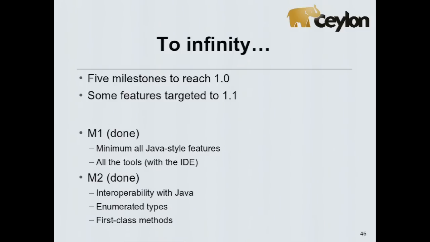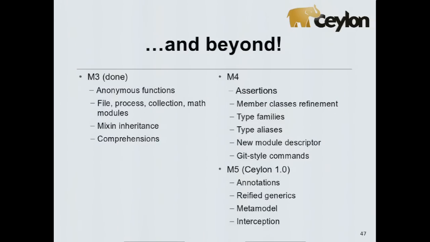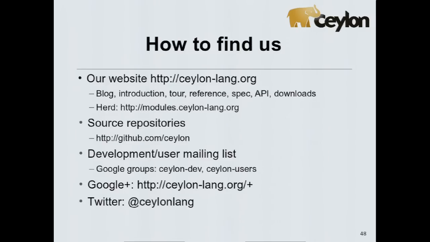So let's see where we're at. We have 5 milestones until we reach version 1. Milestones 1, 2 and 3 are done. We have a lot of code already running. The 4th milestone should arrive within 2-3 weeks, again with lots of new features. Milestone 5 will be the final version before version 1, where we will get all the goodies, and then the language will be ready to ship.